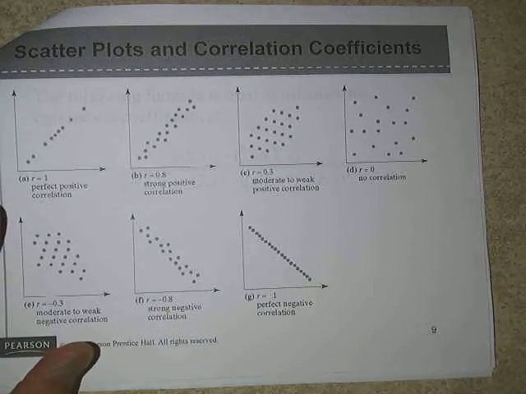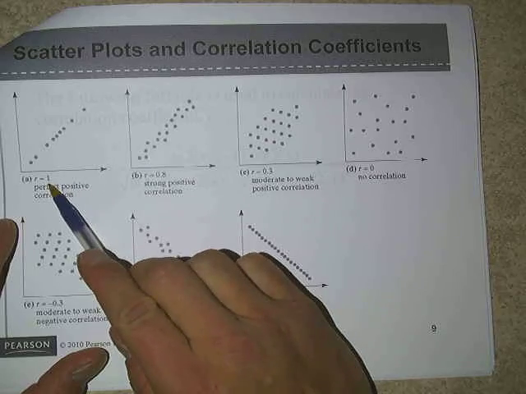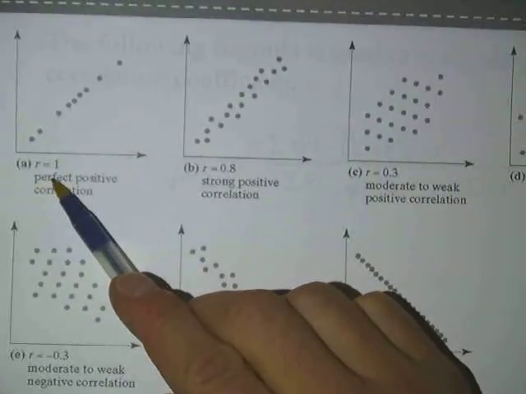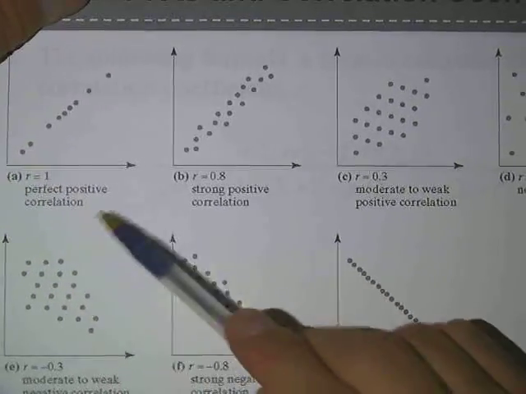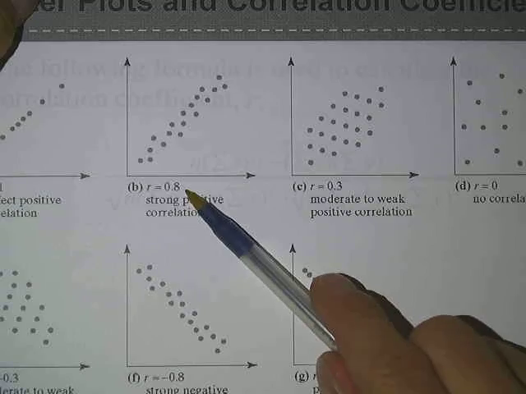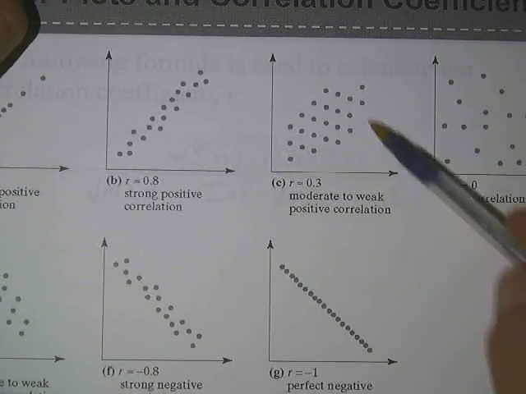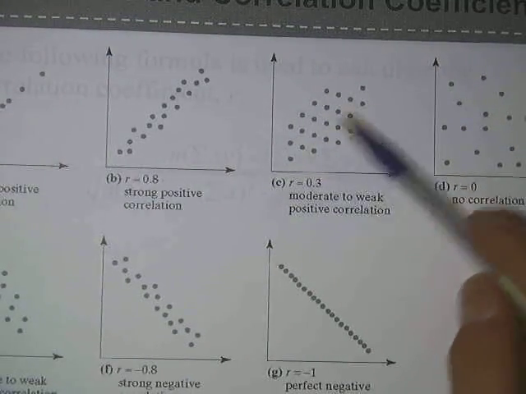In the case of A here, this is a perfect positive correlation. All these points lie on exactly the same line. This is a strong positive correlation, and I want you to notice the R values that are attached to these. The highest R value we can have here is 1. That's the biggest R value we can get. That means it's perfect positive correlation. If the R value is fairly close to 1, we say it's strong positive correlation.